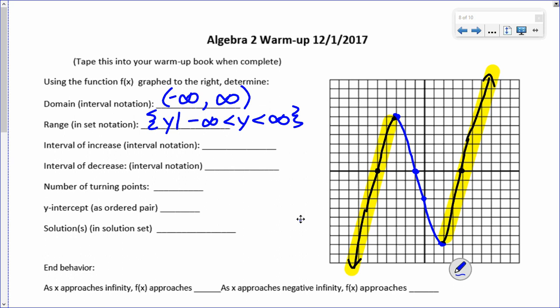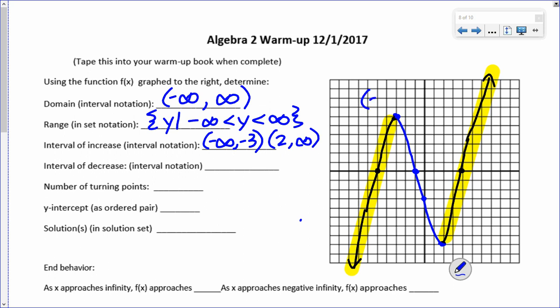When I do the increasing portions, I'm only talking about them in terms of x. So it's everything from negative infinity to right here. This maximum point here is at x equals -3. So I'm going to say from negative infinity to -3. That's the first one. And then the second one is from 2 to infinity. That's the second highlighted portion because we only talk about them in terms of x.